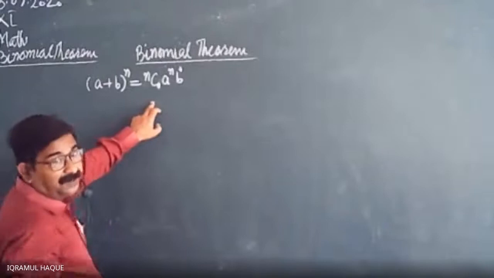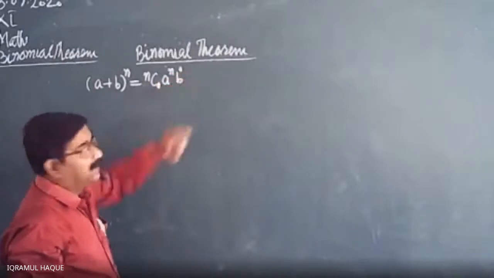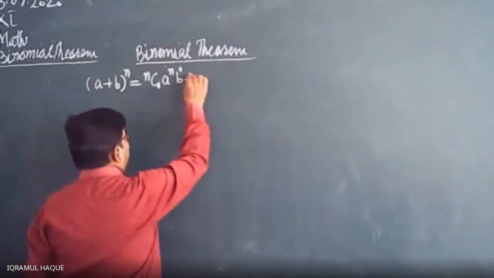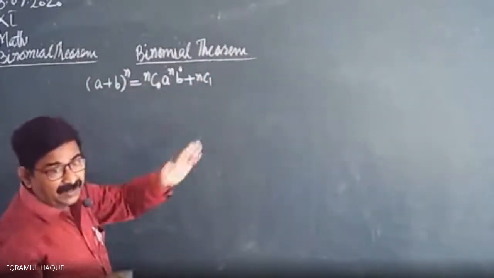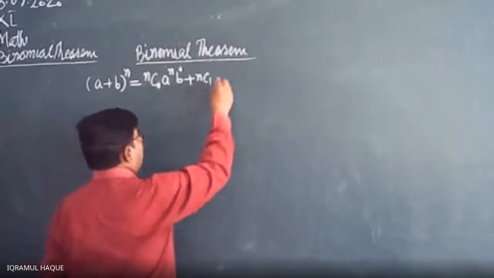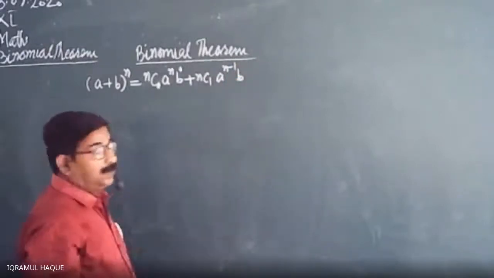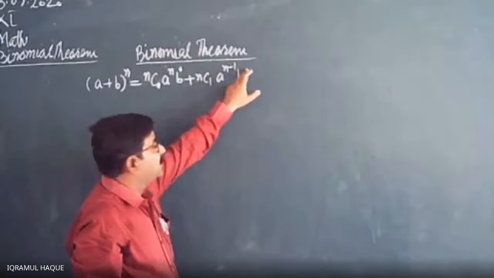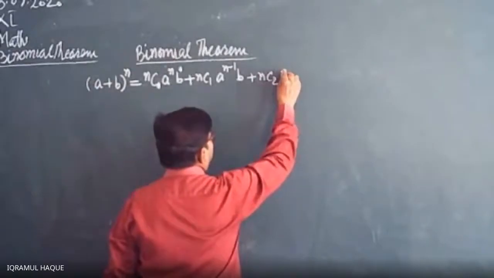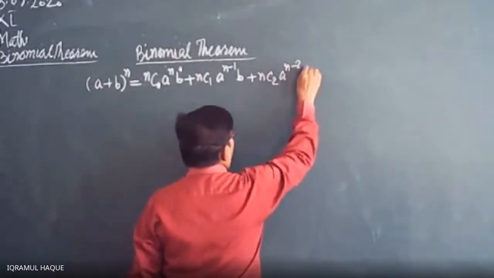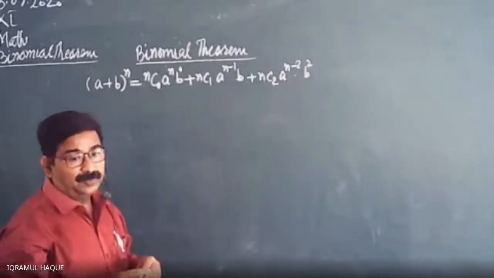As I told, in every term, the sum of exponents of both terms is equal to the maximum, where n plus 0 is n. Second coefficient, plus nC1. Now the power of the maximum will decrease and the power of the minimum will increase. So we have a to the power n minus 1 and b to the power 1. See here, n minus 1 plus 1, that is n. Again, plus nC2, a to the power n minus 2 into b square. The power of the second term is increasing. The power of the first term is decreasing.